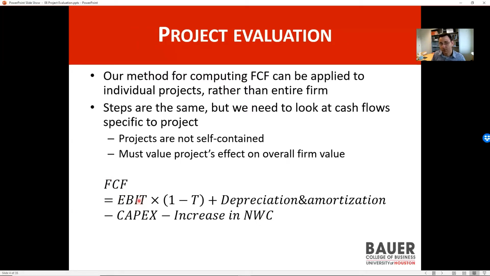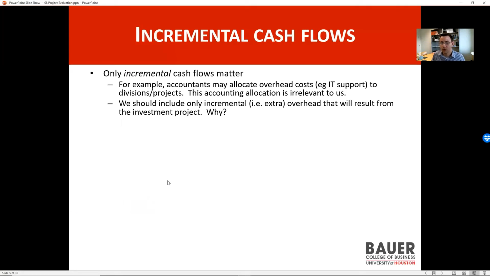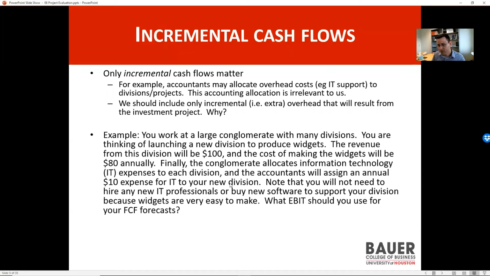What EBIT should you use for your forecast? Well, there's basically two possible answers. We know that the EBIT is revenues minus your expenses. What are our revenues here? Well, that's given as $100.